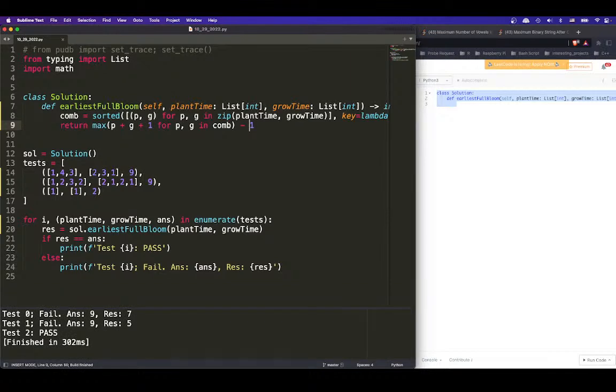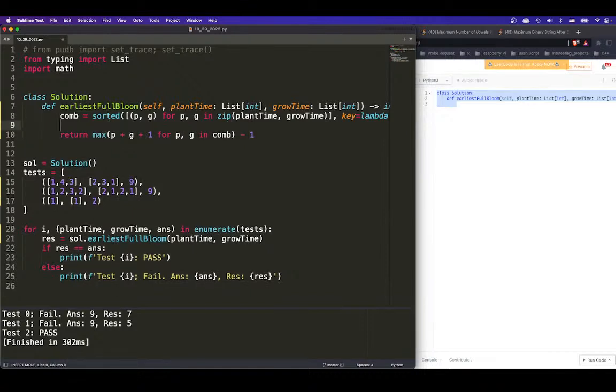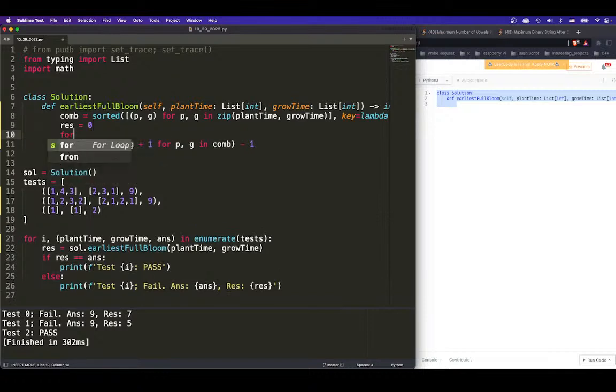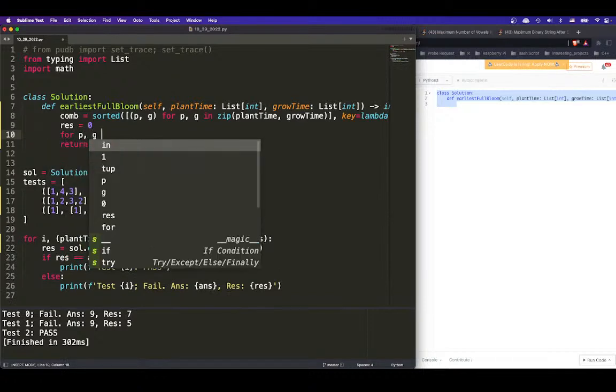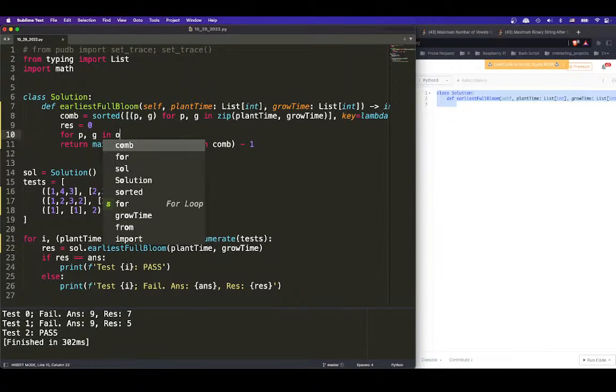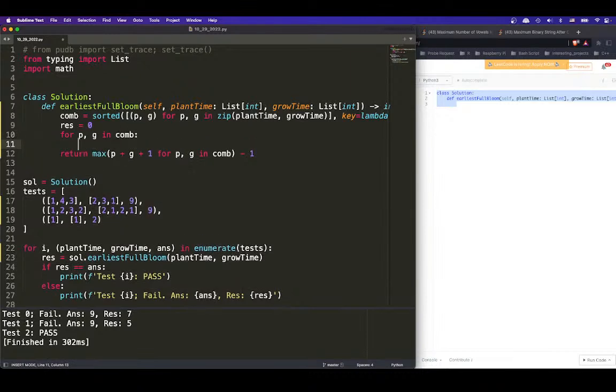That is not right. Yeah, of course it's not right, because we have to add the previous day. So it's a little bit more complicated than that. So say rest equals 0, for PG in combined, rest plus equal to P plus G plus 1.